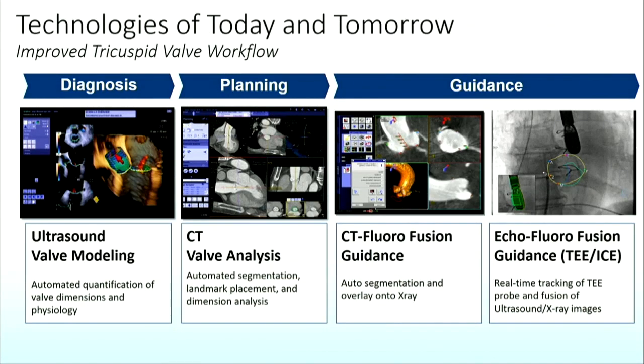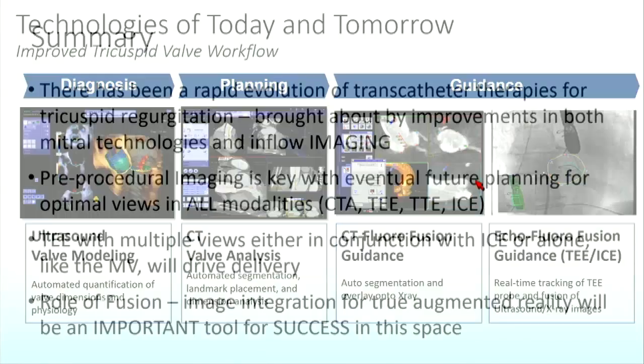tricuspid leaflets. We're working to this model now to improve workflows, to improve the diagnosis on TEE, to improve planning tools on CT scan, and more importantly, to take this imaging into the laboratory to improve our guidance, both with CT fusion as well as echo fusion in this space.